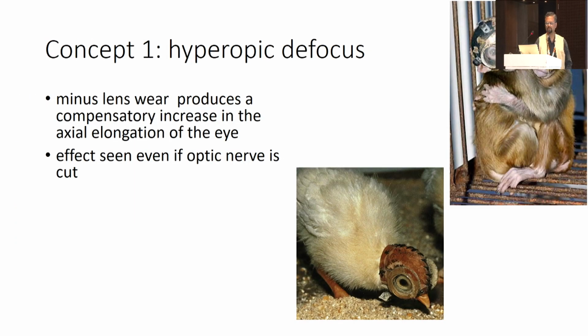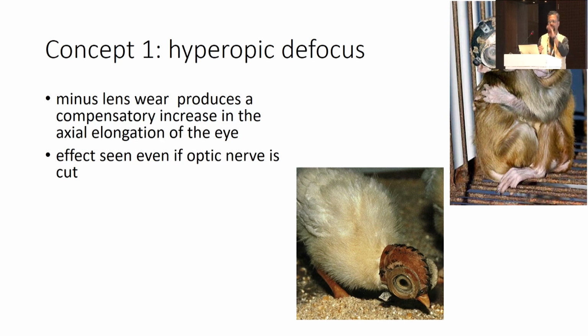So the first concept is hyperopic defocus. You must be hearing about this a lot since the myopia control lenses have come. What is hyperopic defocus? If you stimulate these animal eyes with a negative lens, a minus lens, then you are creating a hyperopic defocus, because the rays will be focused behind the retina, and that will lead to elongation of the eyeball in order to accommodate those rays.